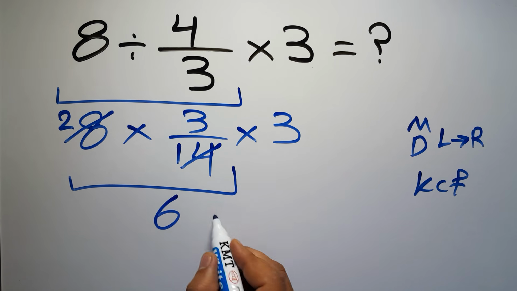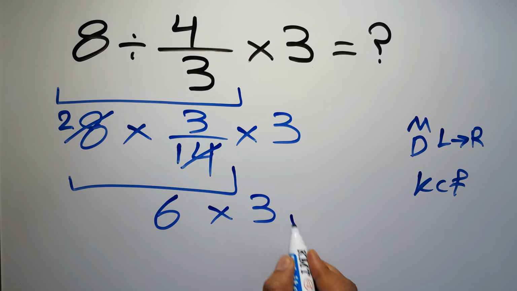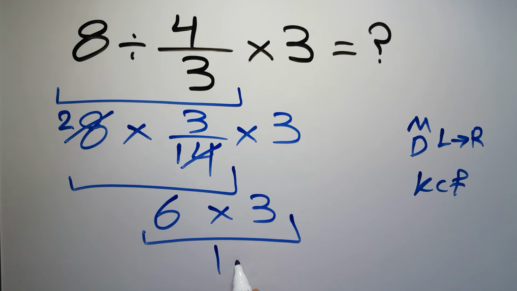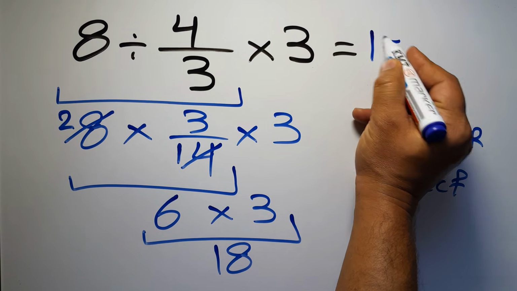So 6 times 3 is just 18. And this is our final answer to this problem. The correct answer is 18.